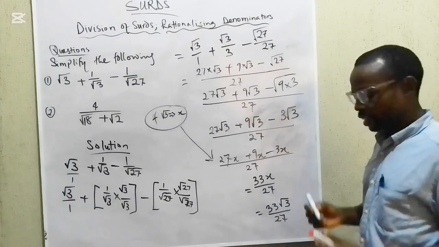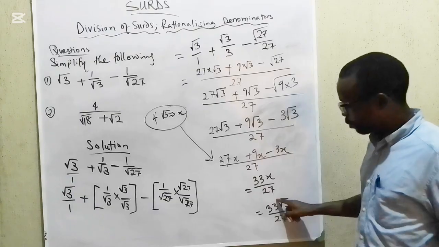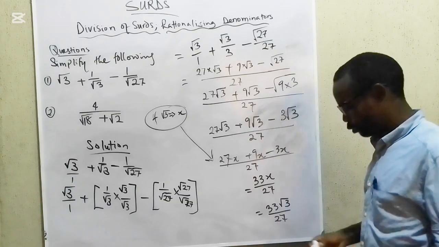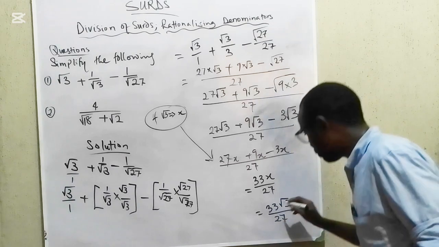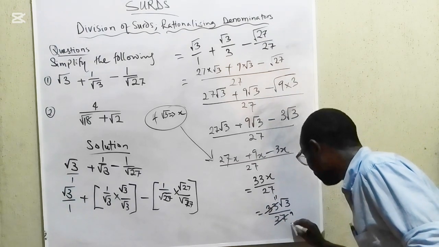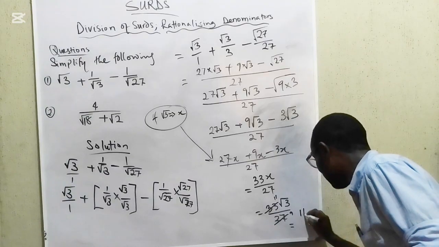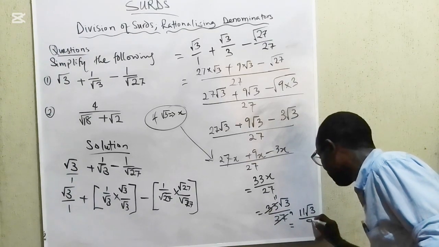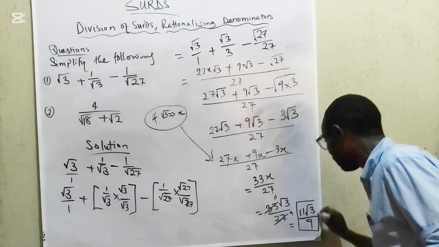But does this finish it? I don't think so. You know why? A number can divide this and divide this, and that number is 3. 3 can divide this, 3 into 33 is 11, and 3 into 27 is 9. So our final answer is 11 root 3 all over 9. This is final.